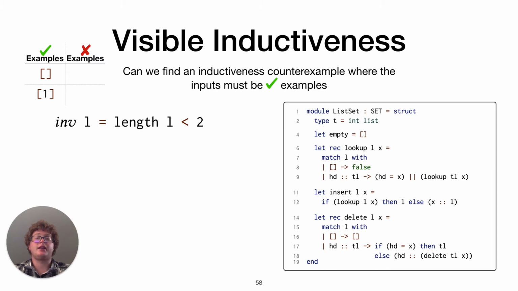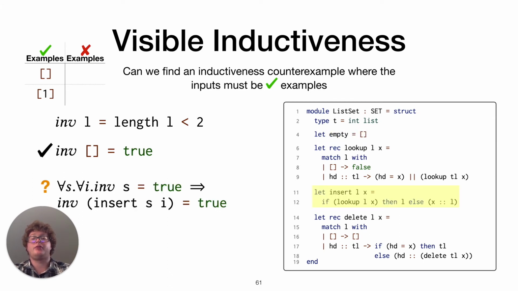So for this length less than 2 example, it is visibly inductive for true or for empty, and we try to prove it for insert, and we find that there's an issue. Insert 1, 0 equals 0, 1. 1 is part of our positive example set, and 0, 1 does not satisfy the candidate invariant. So now, because we know that 1 is constructible, we also know that 0, 1 is constructible, because we made it through a module operation on a constructible value. So that means that it must be a positive example.